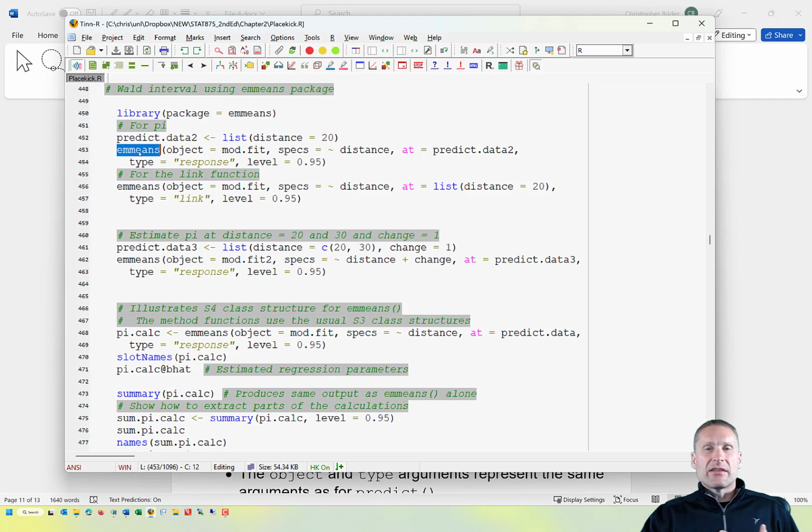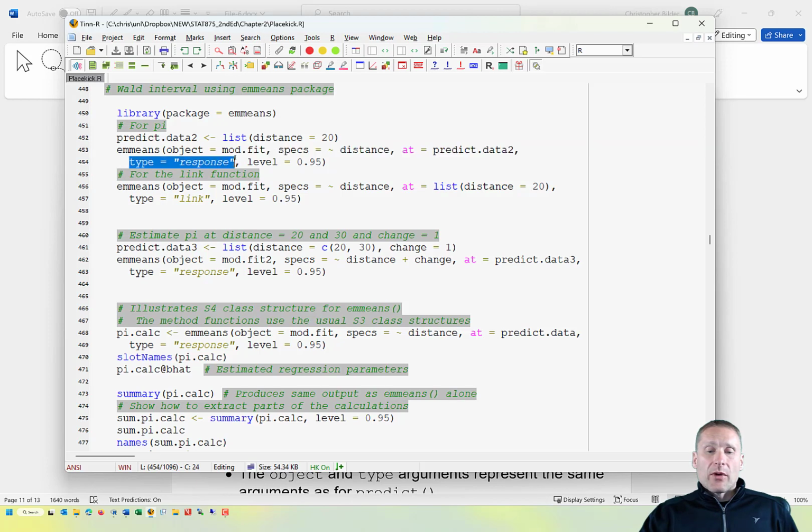And then the main function that does the calculations for us is called emmeans, where I specify, similar to what we saw with the predict function, object equal mod.fit, where I've stored my results. Specs means your specifications. I want to do these predictions at a particular distance. And what we see here is kind of like a formula, like syntax, like what we saw for GLM. It's not exactly, but it is kind of like that. You can think of it that way for now. Where do I want to make these predictions at? Well, I use the at argument, and this is where I specify my predict.data2.